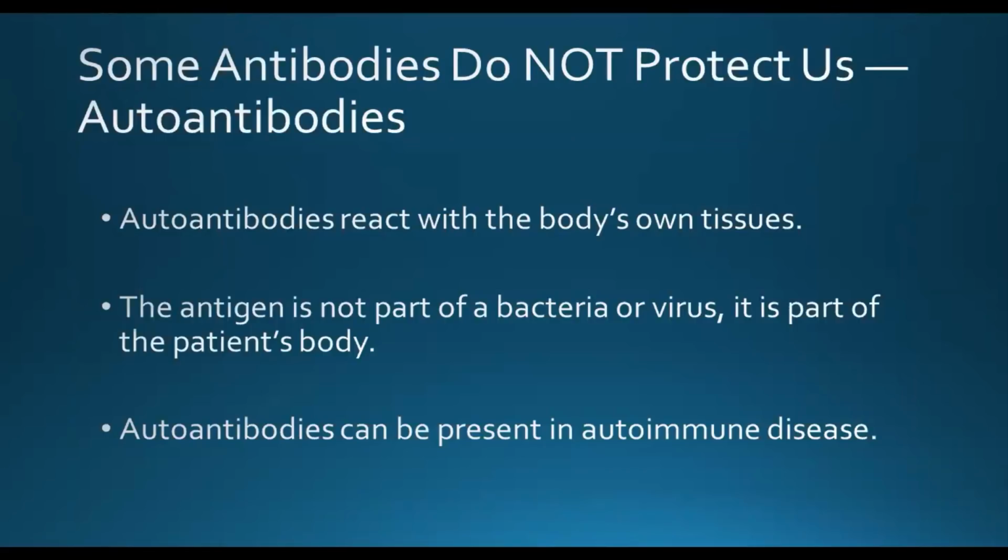Now, that's antibodies in general, but some antibodies do not protect us. They actually can harm us, and those are called autoantibodies. These autoantibodies react with your body's own tissues. You're really not supposed to have these antibodies. It's the whole process when your body makes these B cells. You don't want to have B cells making antibodies that attack your own body.